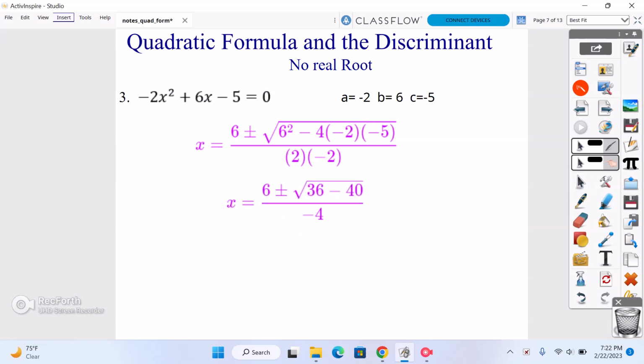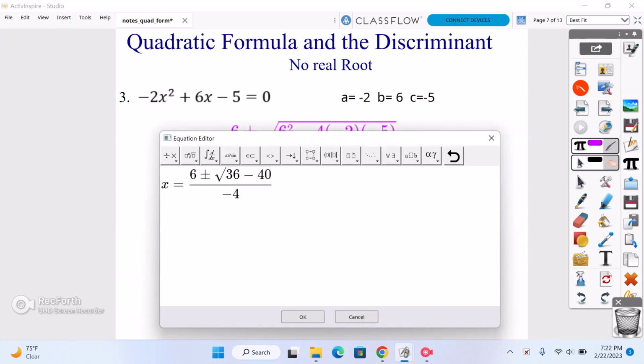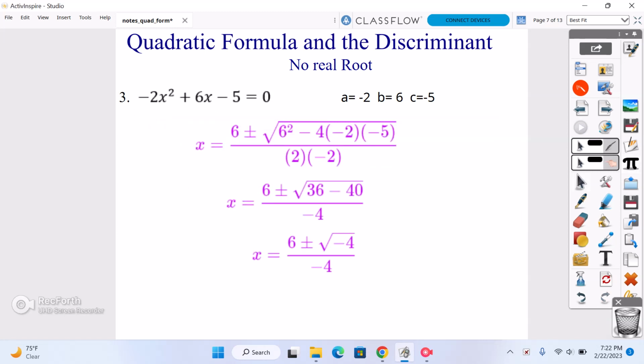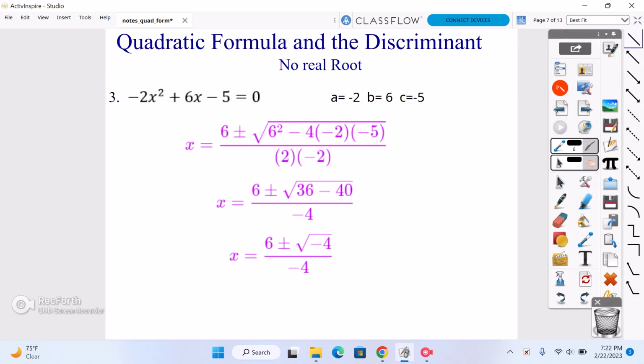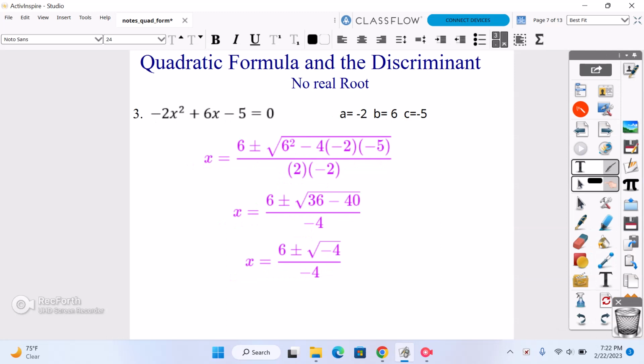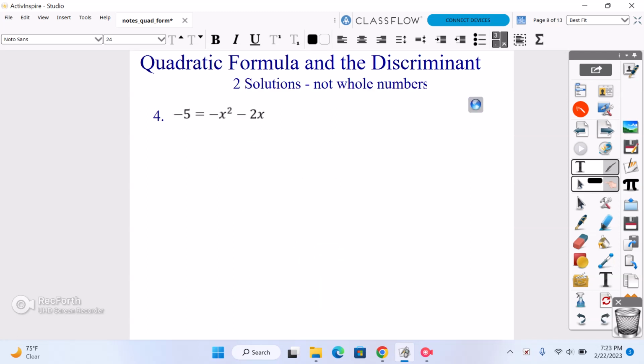Now we want to go ahead and subtract 36 minus 40 inside of our square root. And 36 minus 40 is going to give us a negative 4. And this week, we do not know how to square root a negative. So at this point, we would say that there are no real solutions. Next week, we will learn how to take that square root of a negative. So this particular quadratic had no real solutions.